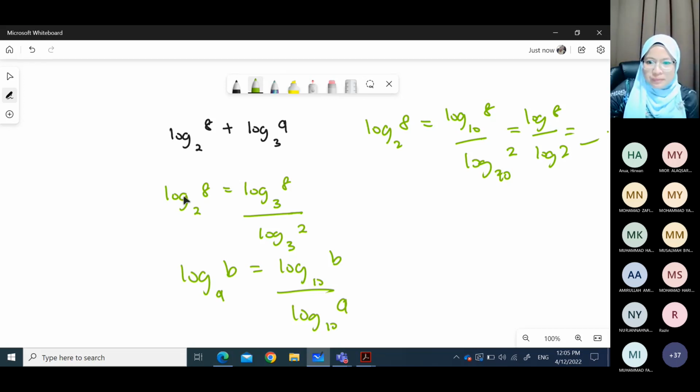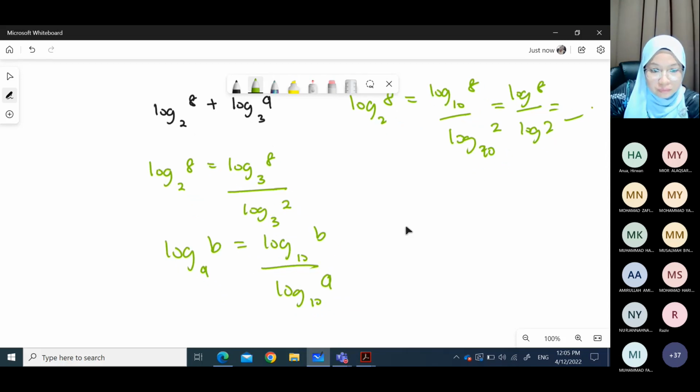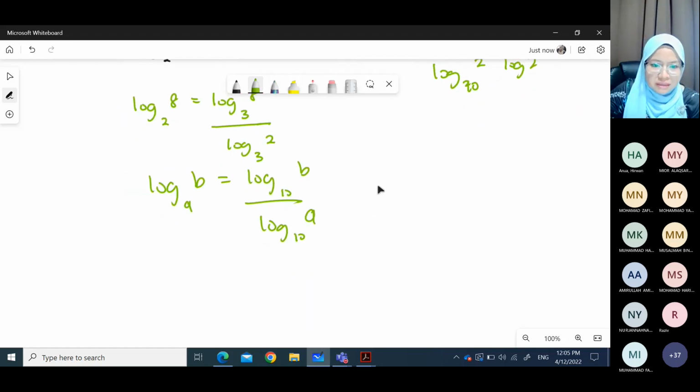Jadi yang tu kan tambah kan. Kalau log 2 over log 2 power of 8 tu kan dah jadi... tadi mana? Kan dah jadi log 3. Ya. Lepas tu tambah tu macam biasa ke macam mana? Tambah log 9 tu. Tambah macam biasa.